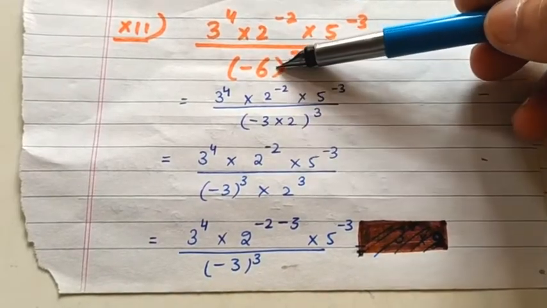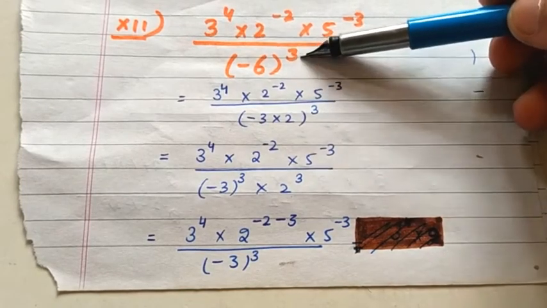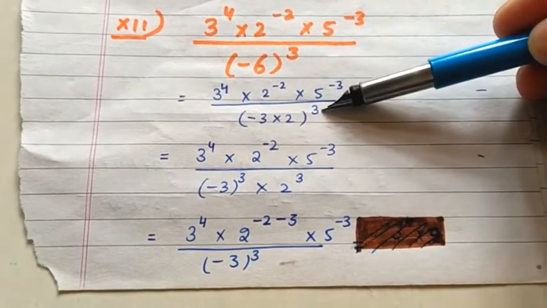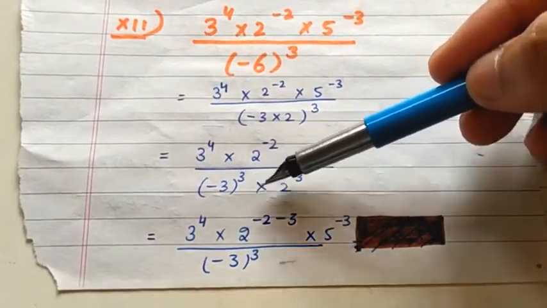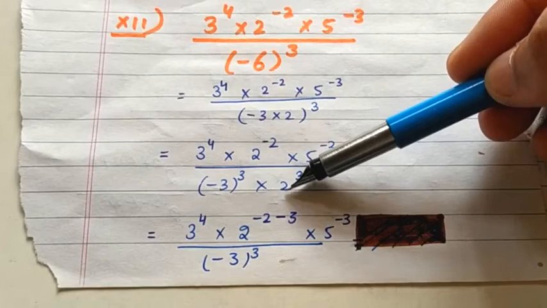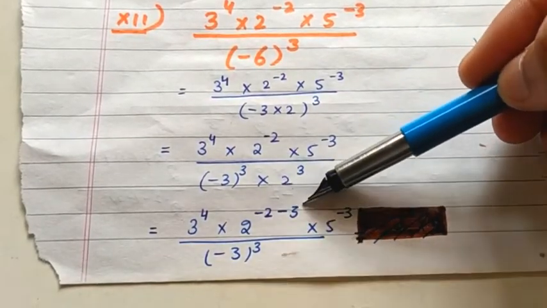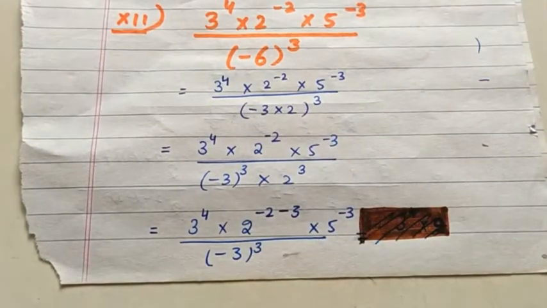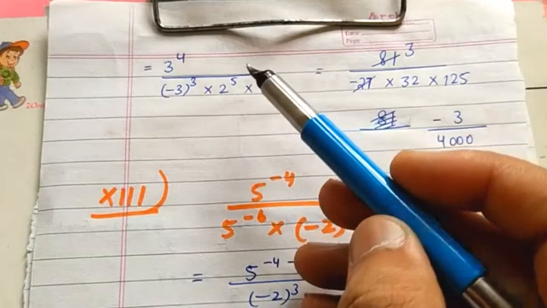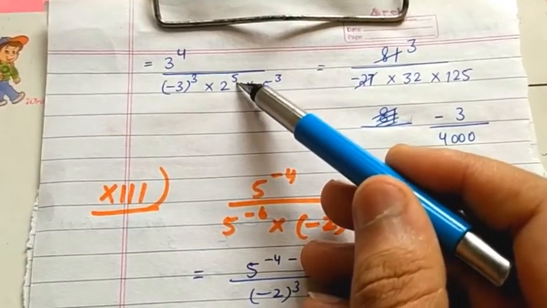Okay, so here we write -6 as -3 into 2, and which is written as power of 3, and this power 3 is distributed over these two. Then we have 2 as the same base, therefore we subtract these powers, which is -2 and -3. All other things are written the same. Here we saw that we came out with the power of 2 as -5.